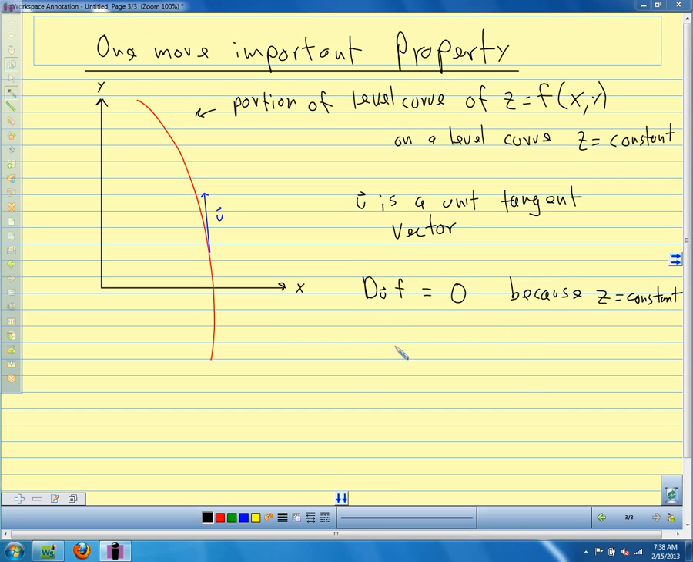We know that the directional derivative is del f dot u, and that is 0. If the dot product is 0, what does that tell us about the angle between del f and u? 90 degrees. They're orthogonal.